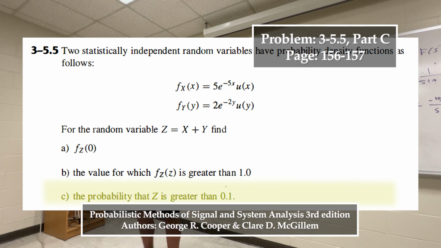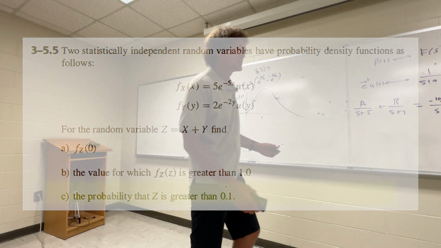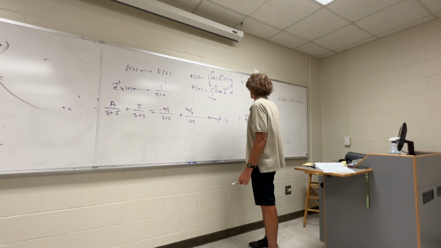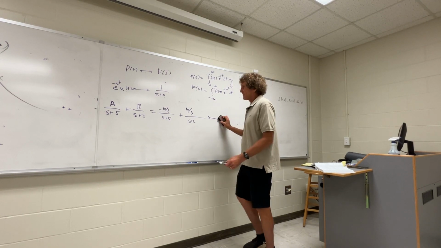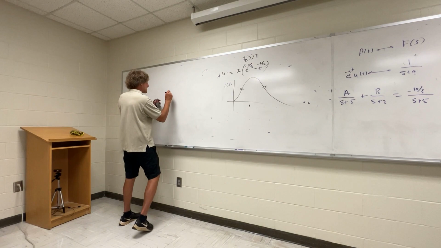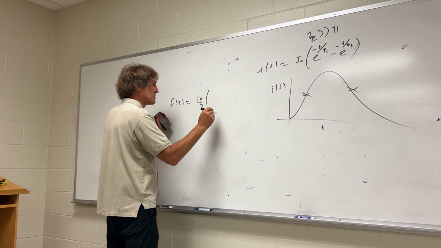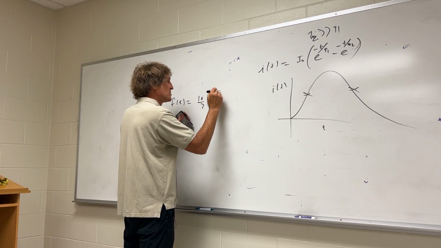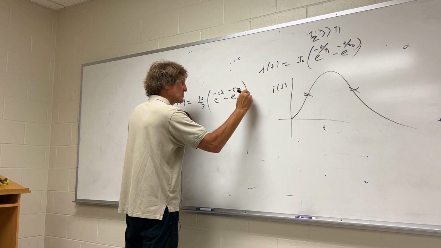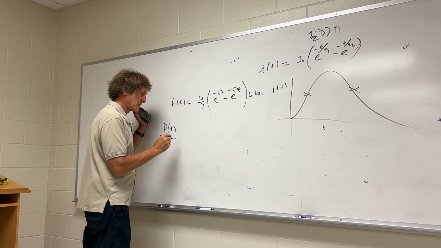Well, let's see. It was the probability that Z is greater than 0.1. How would you do that, guys? Listen, where's my f of z? I erased it. If you had the f of z that I had here, remember it's just a couple of exponentials. F of z was equal to what? 10/3, and it was e to the minus 2z minus e to the minus 5z, I believe, right? U of z.